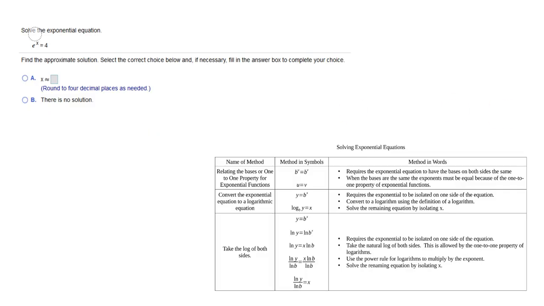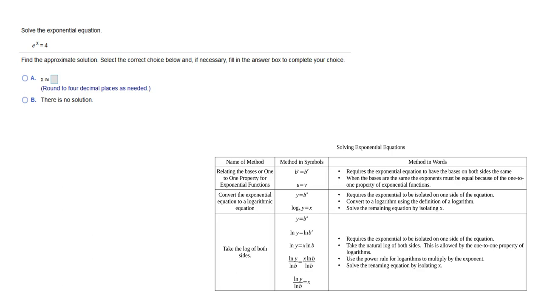So this question says, solve the exponential equation e to the x equals 4. So I wrote over here some of the different methods that we can use to solve exponential equations. The first one is relating the bases. So you try to make the bases the same on both sides. We can't do that in this example because one side has base e and the other side doesn't have the e. So then we have these other two options, which are to convert the exponential equation to a logarithmic one and also to take the log of both sides. Either one of those methods will work for this example.